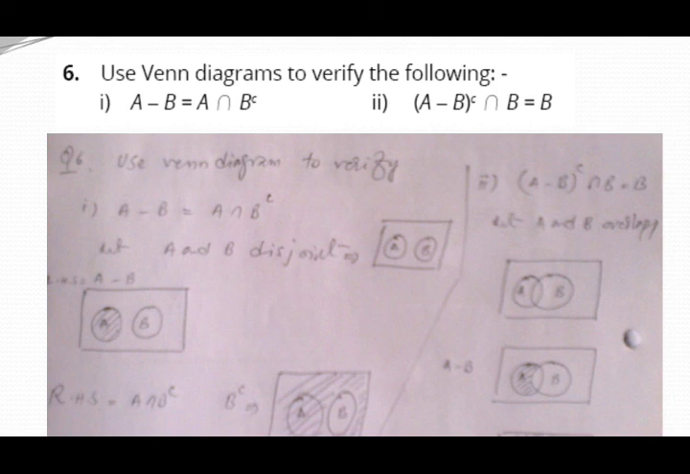In these sets we verify the property with Venn diagrams. In the first part, A minus B is equal to A intersection B complement. If two sets are given, there are 4 possibilities we have studied on the Venn diagram page. These 4 are: they are disjoint, or overlapping, or A is a subset of B, or B is a subset of A. We use their disjoint condition.